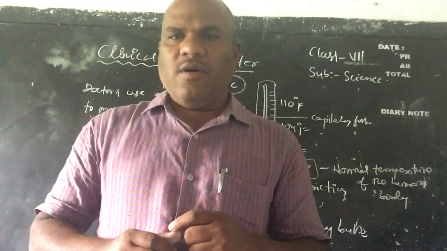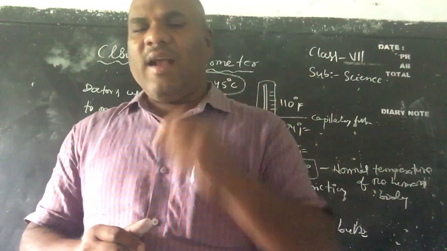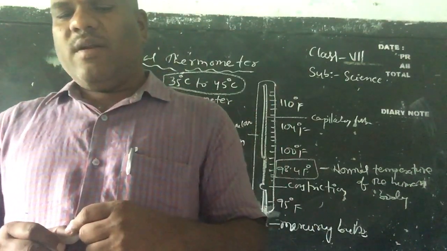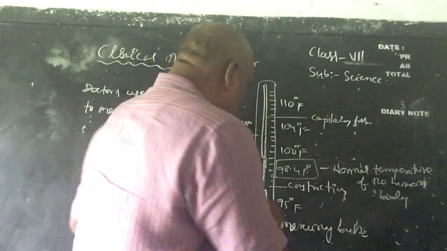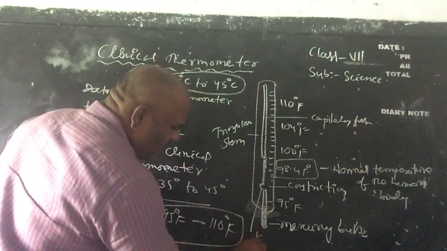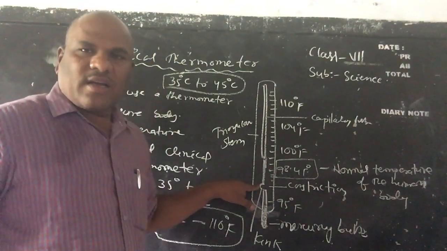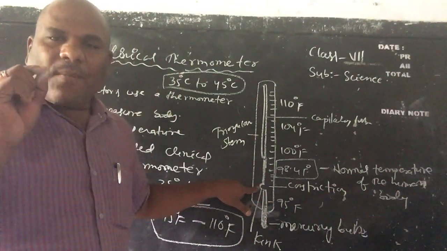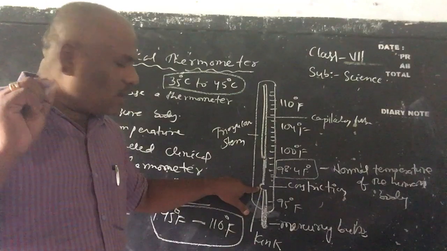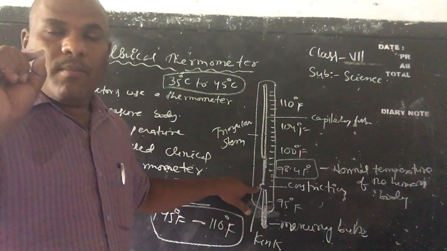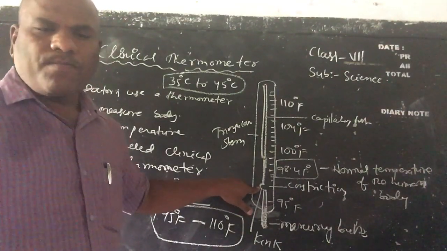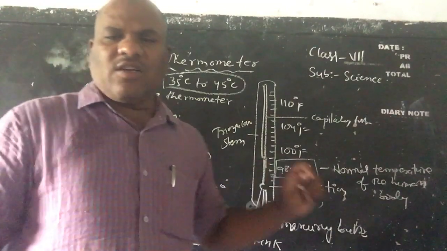Children, do you see any kink in the capillary tube near the bulb? Yes. There is a kink. This is called a kink, children. Kink, K-I-N-K. We observe there is a kink on the capillary tube near the bulb of the mercury, children. So what is the main function of the kink here?